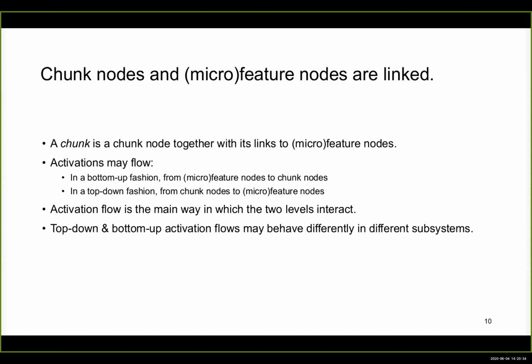An important point here is that chunk nodes and feature nodes are linked. When in Clarion we talk about a chunk, what we really mean is a chunk node together with its links to various feature nodes. This linkage allows activations to flow in a bottom-up fashion, from features to chunks, but also in a top-down fashion, from chunks back to features. And this activation flow is the main way in which the two levels interact.